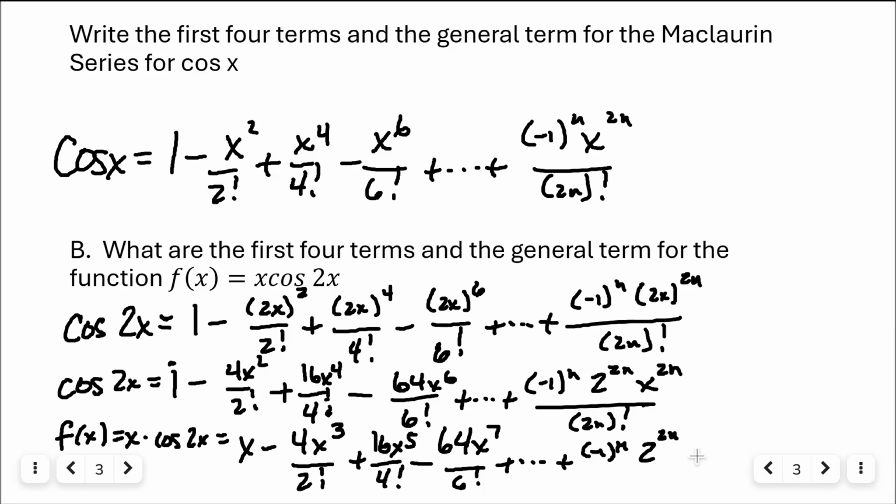2 to the 2n is not affected by x. x times x to the 2n is x to the 2n plus 1. There's one extra 1 over 2n factorial. And there's my general term for x cosine 2x, for f of x. All right, and the first 4 terms as well. Okay? All right, so hopefully we get the hang of this, see what's happening.